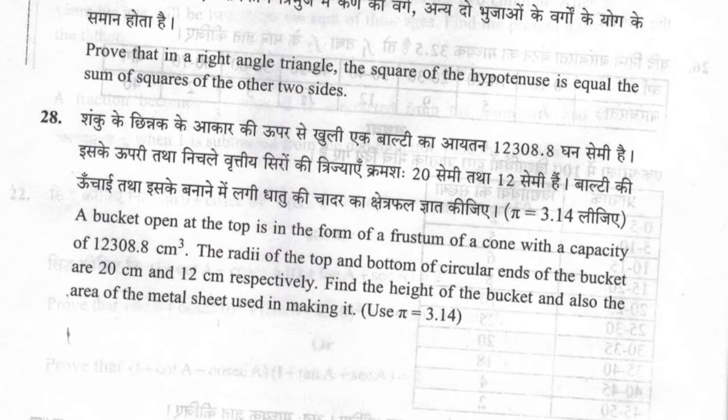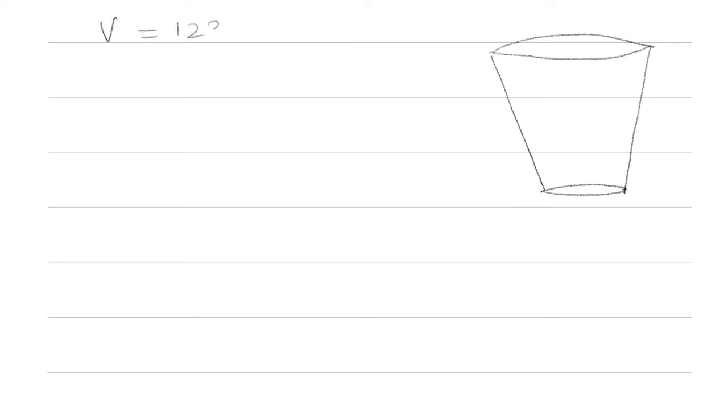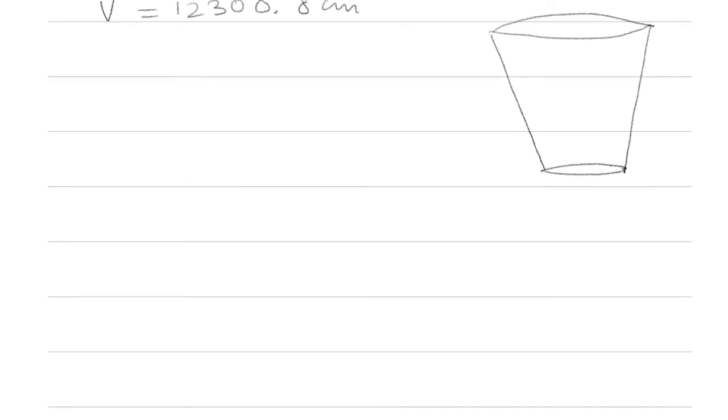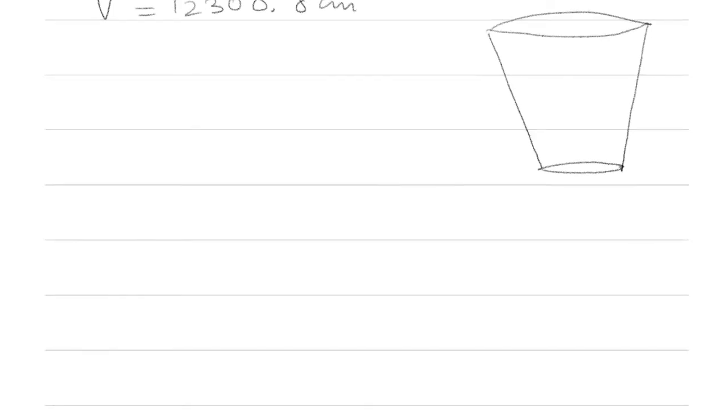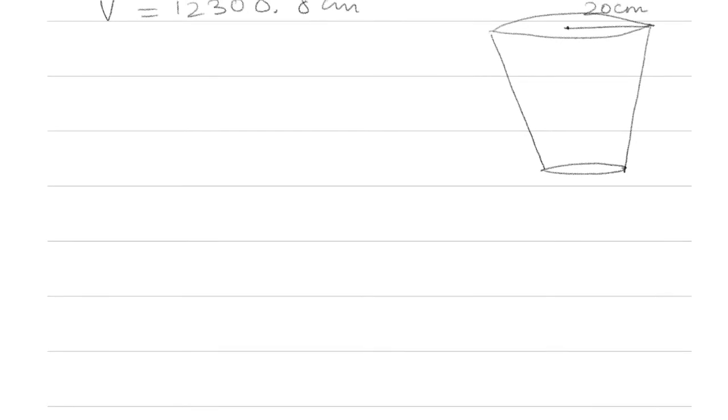In this question, we are given a bucket which is in the form of a frustum of a cone. Volume is given as 12308.8 centimeter cube. The radii of top and bottom are 20 centimeter and 12 centimeter.